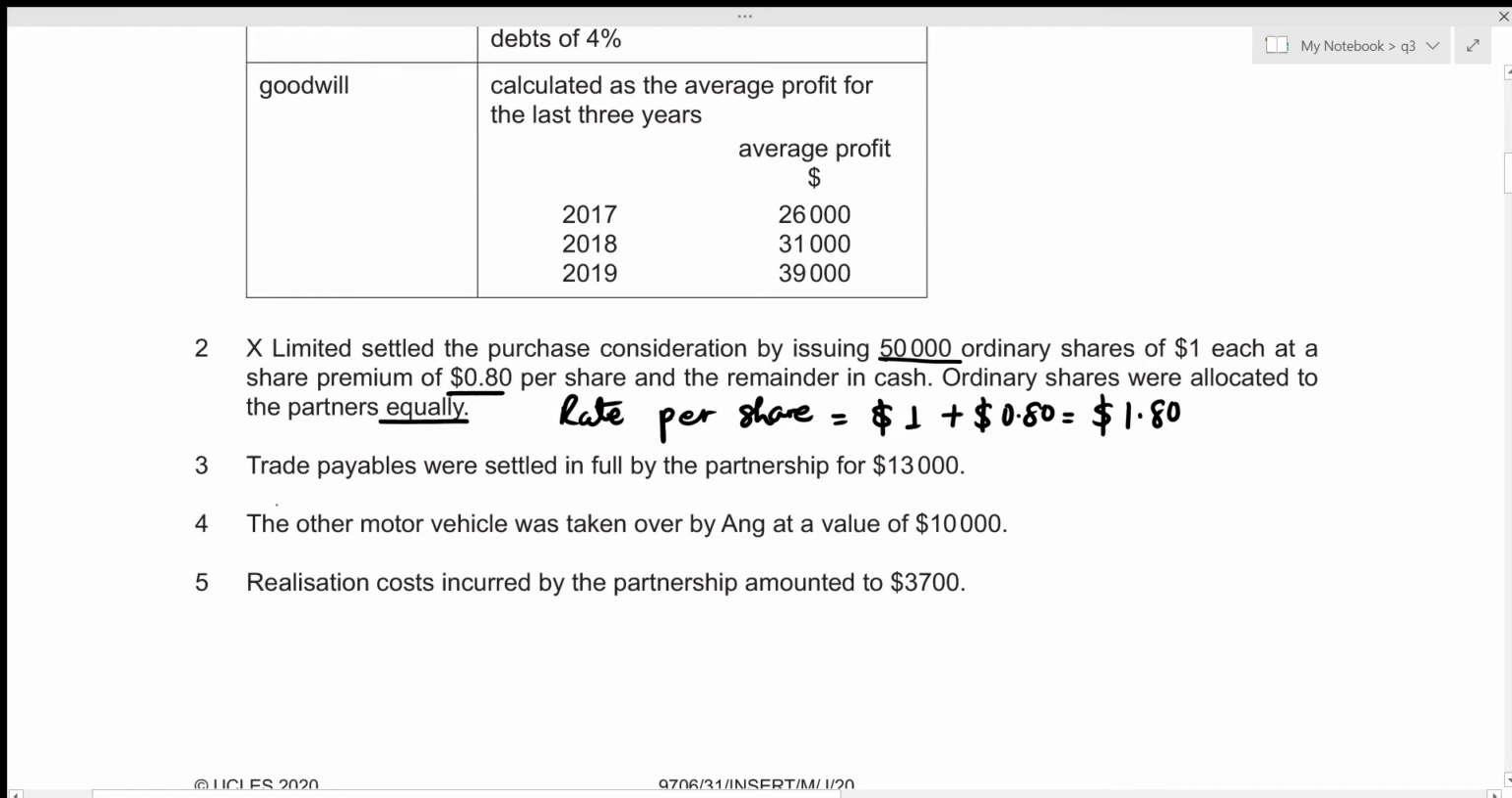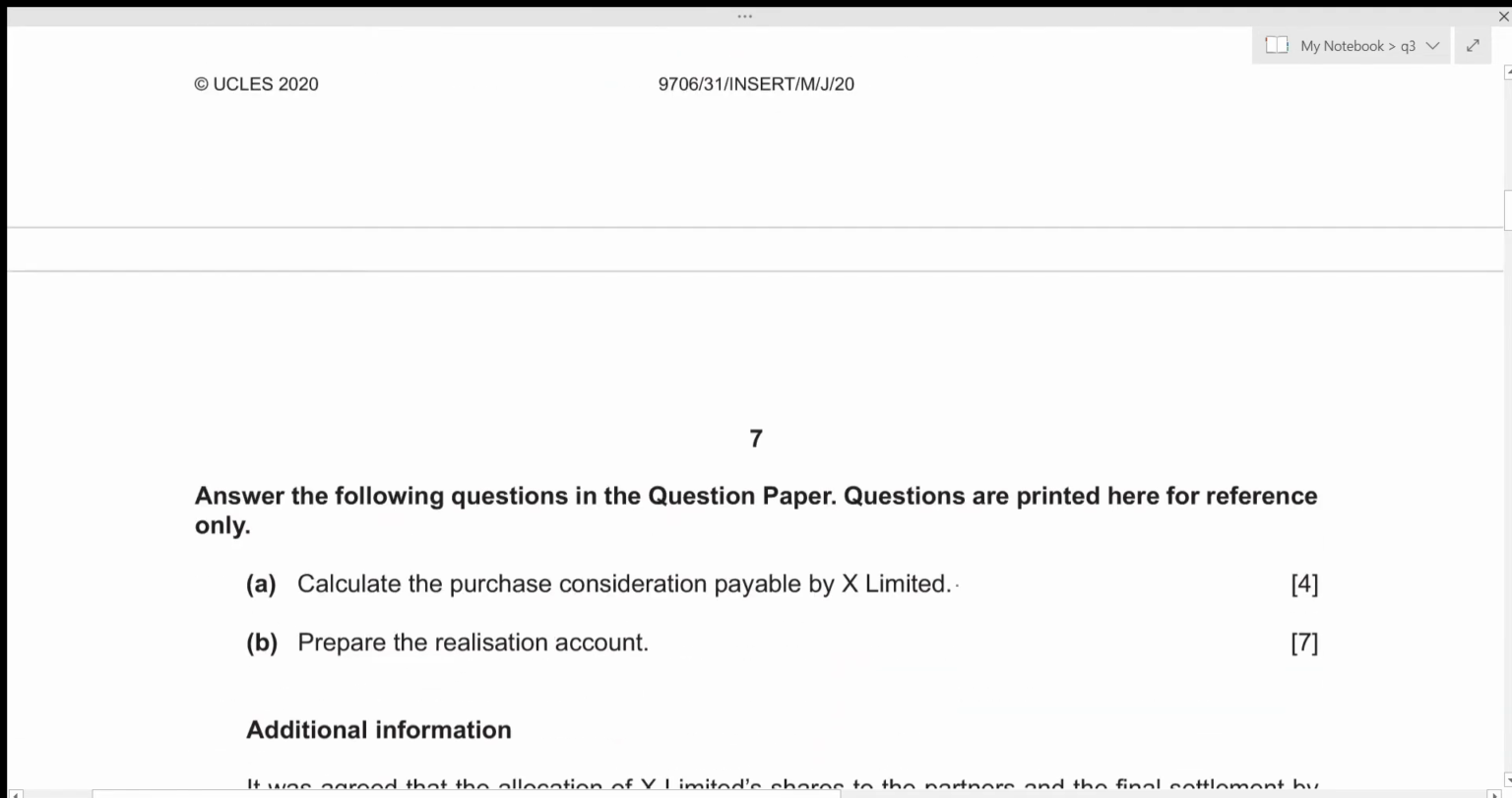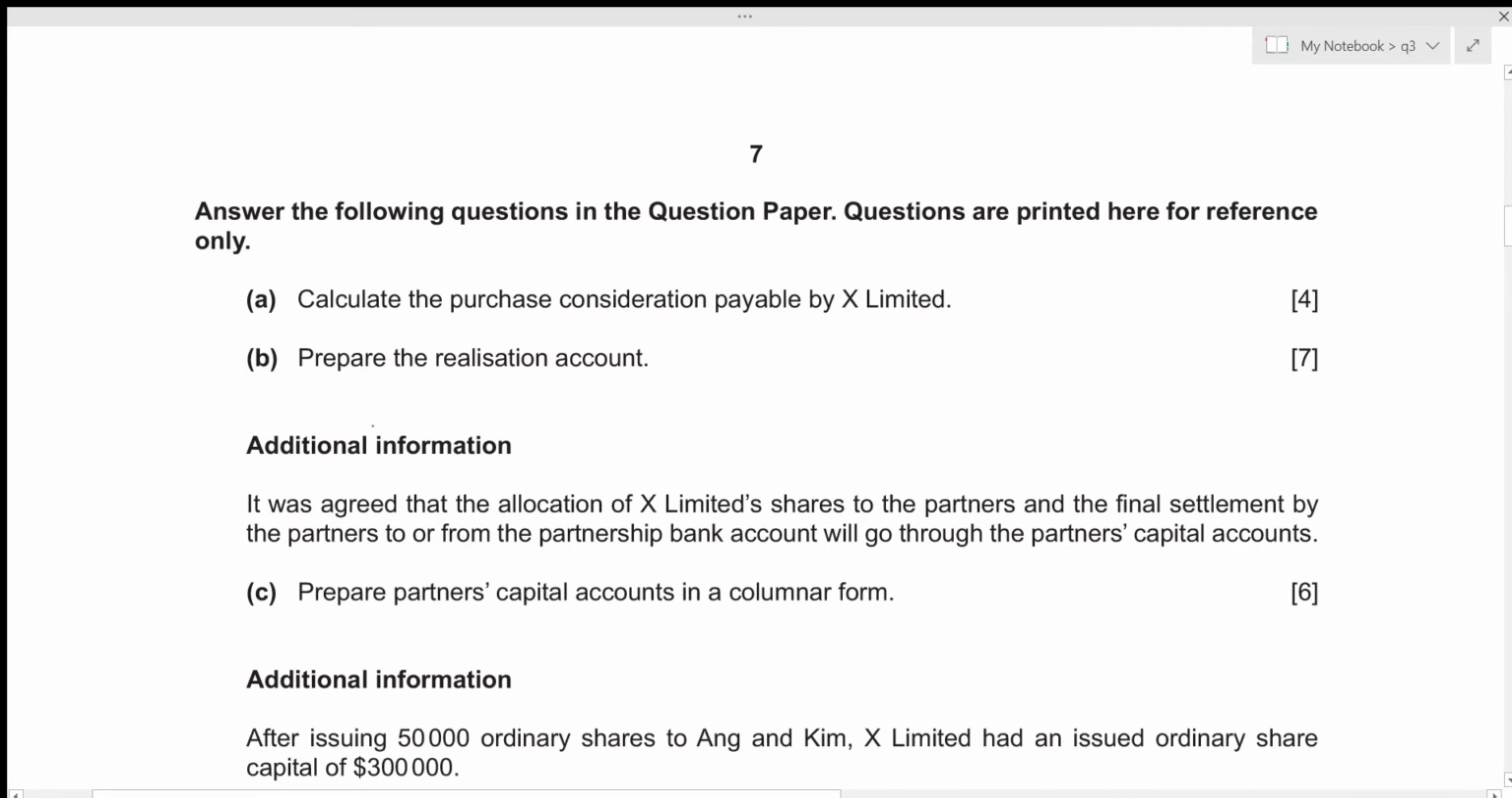Then trade payables were settled in full by the partnership for 13,000. The other motor vehicle was taken over by Ang at the value of 10,000, and the realization costs incurred by the partnership amounted to 3,700. Now let's have a look at our question. For the first part, we need to calculate the purchase consideration payable by X Limited.